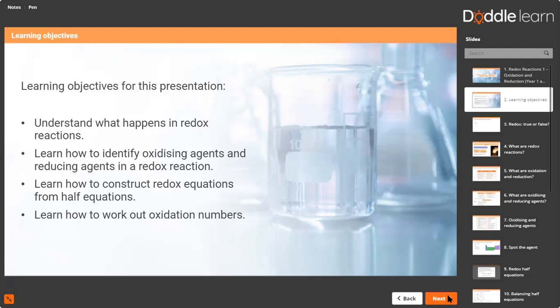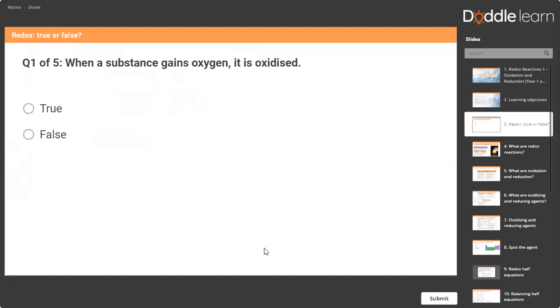So, redox. A bit of a recap now. We've already said OIL RIG: oxidation is loss, reduction is gain. When a substance is oxidized, it loses electrons, but it also gains oxygen. So that is true: when a substance is oxidized, it gains oxygen.